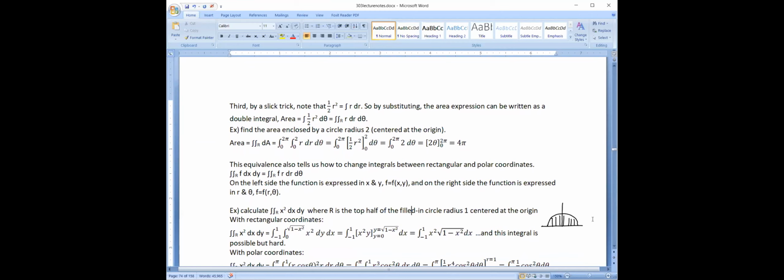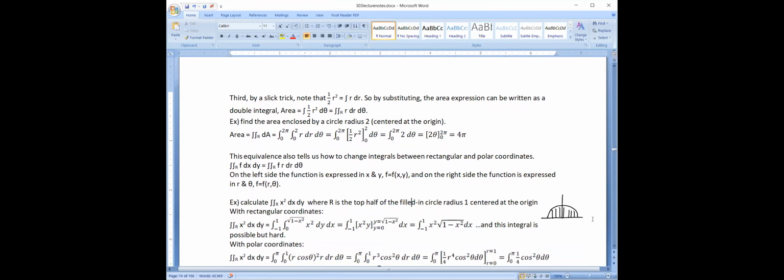Here's what happens in polar coordinates. First step, rewrite the integral. So we know that x is r cos theta, so x squared is r squared cos squared theta. That's how we convert. Next, we know that dx dy is just dA, which means it's the same as r dr d theta. And then finally, we need to describe the boundaries of the region.